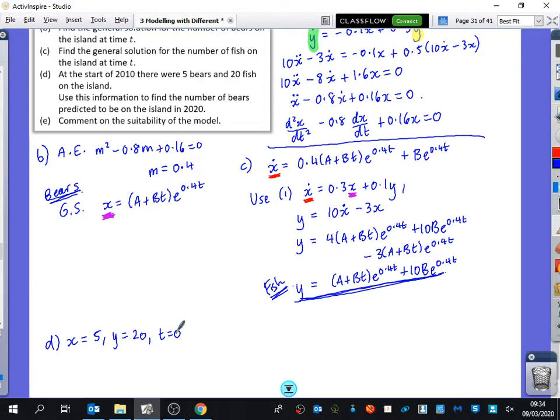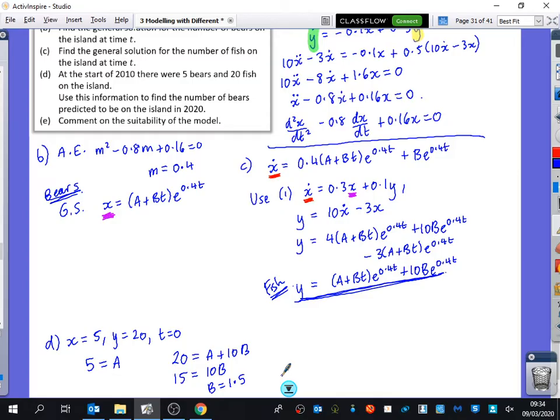So I'm going to just substitute 5 into this one, and 0. So I get 5 equals a. And when I do it with this one over here, I get 20 equals a plus 10b. So you get 15 equals 10b. So b equals 1.5.